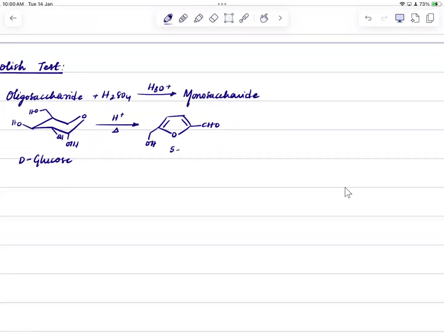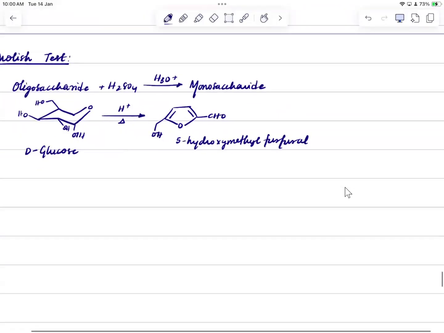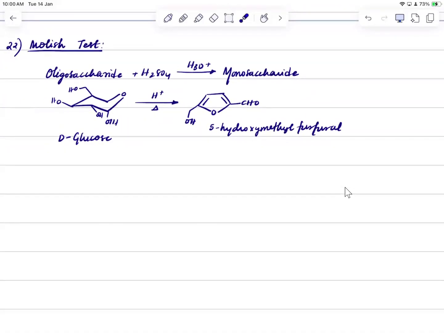And what is that furfural? 5-hydroxymethyl furfural. Okay. The objective is to first make furfural, which means what you need to do: you take any oligosaccharide or for that matter any monosaccharide, on strong hydrolysis. First they'll convert into monosaccharide. Then you dehydrate them. On dehydration they'll convert into furfurals.